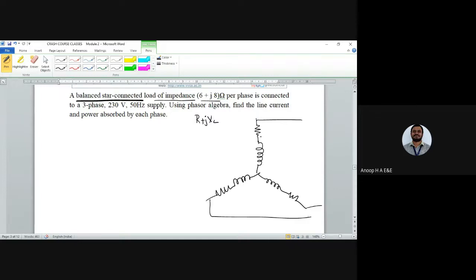Yes. So the impedance per phase is 6 plus J8 ohm per phase. So each and every phase will have the same impedance value, and it is 6 plus J8 ohm per phase.